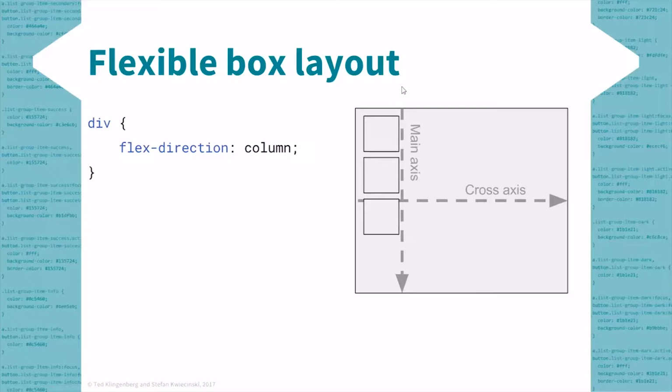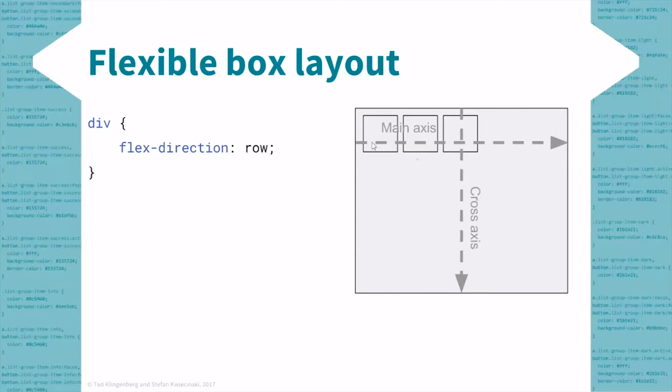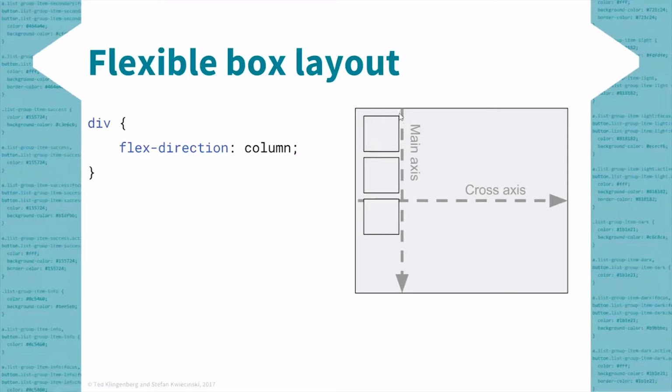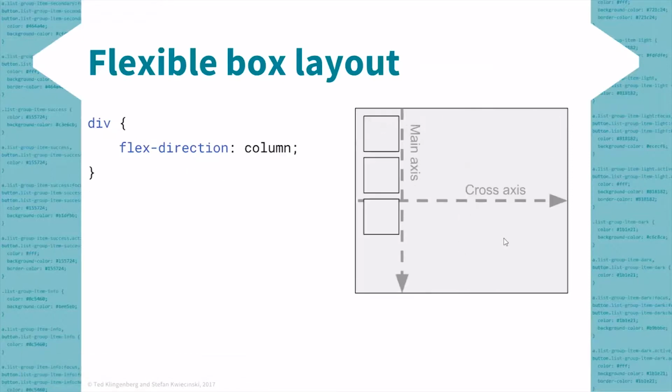Now our main axis is going top to bottom, and the cross axis is going left to right, because they sort of flipped. You'll see that the main axis is going this way, the cross axis this way, and then here they flipped around. One thing to note is that the cross axis is always perpendicular to the main axis. That's just one thing to note with flexible box layout. But we can always shift these in different ways.